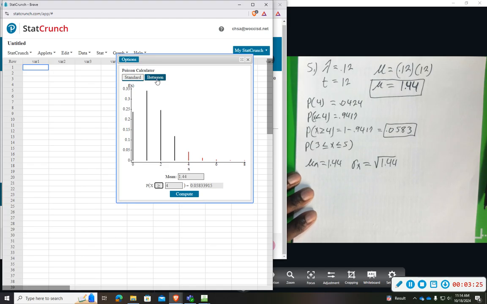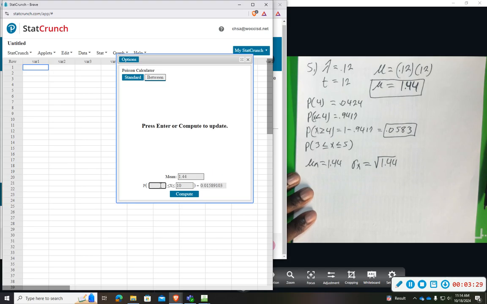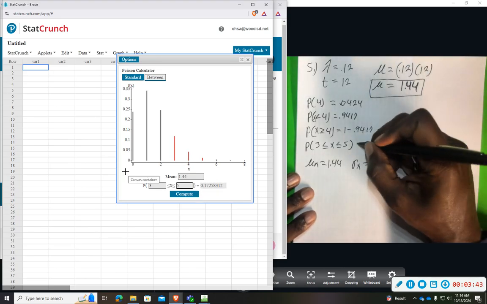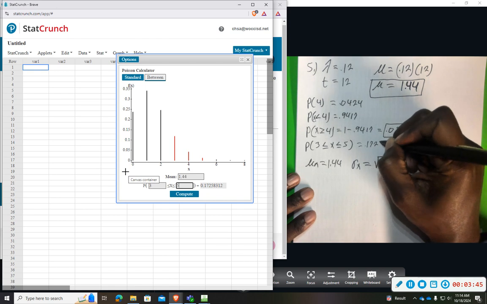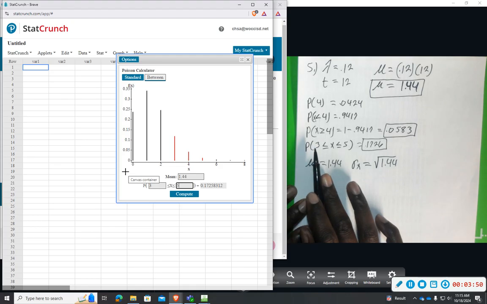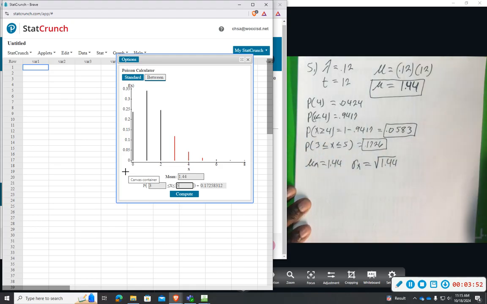Between, so I'm going to come up here and click between, and we're going to say between 3 and 5. Between 3 and 5. 0.1726 when rounded. So between 3 and 5, that would be 3, 4, and 5.